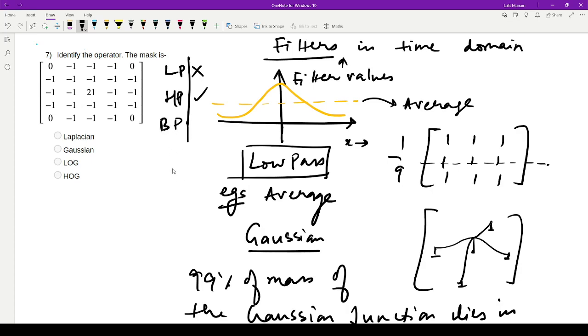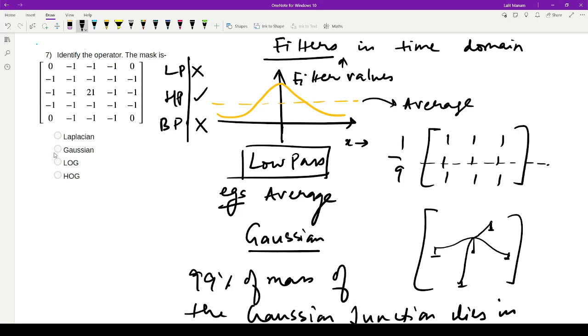No, because it has all the negatives, except the zero at the center. It doesn't have a positive value apart from the center part of the filter. So it is not band pass. It is high pass. It's clearly seen.